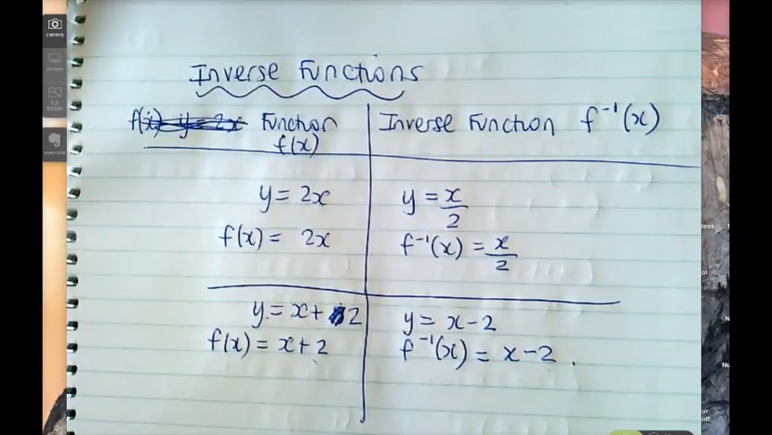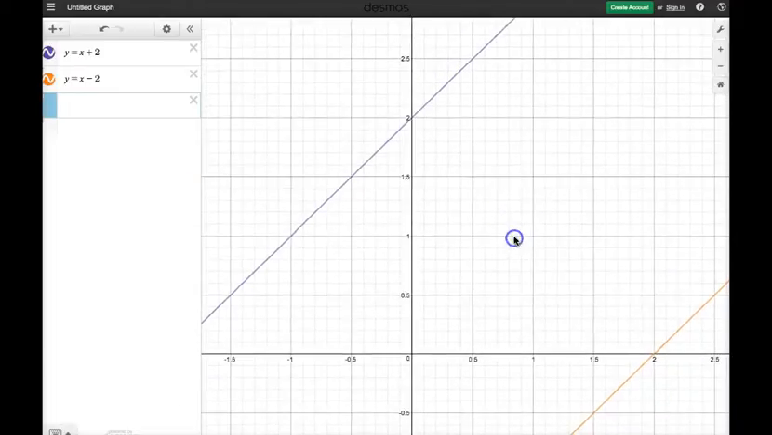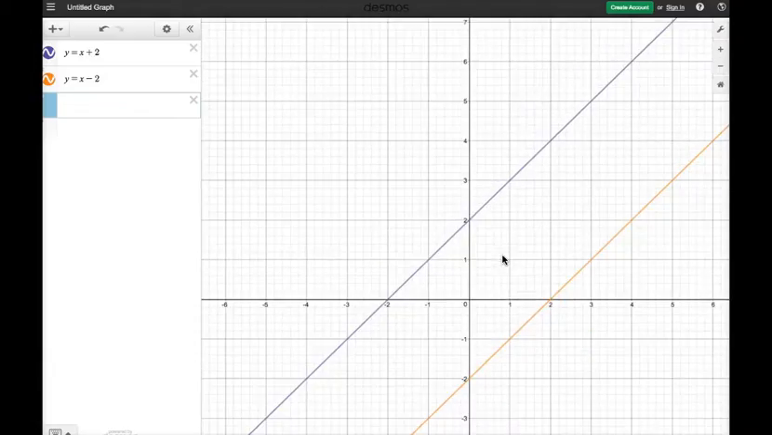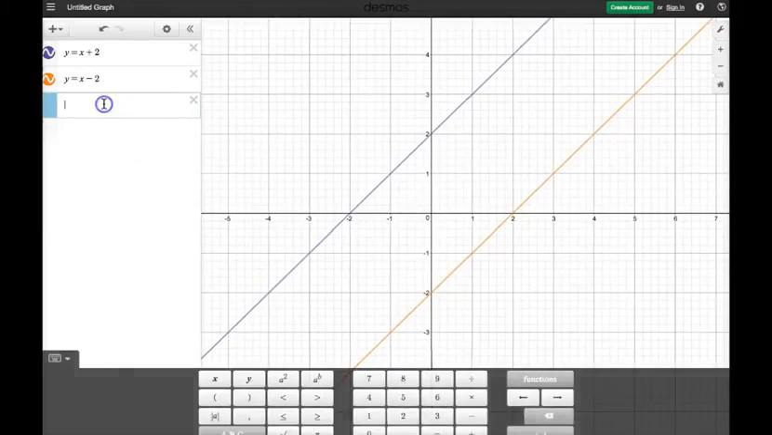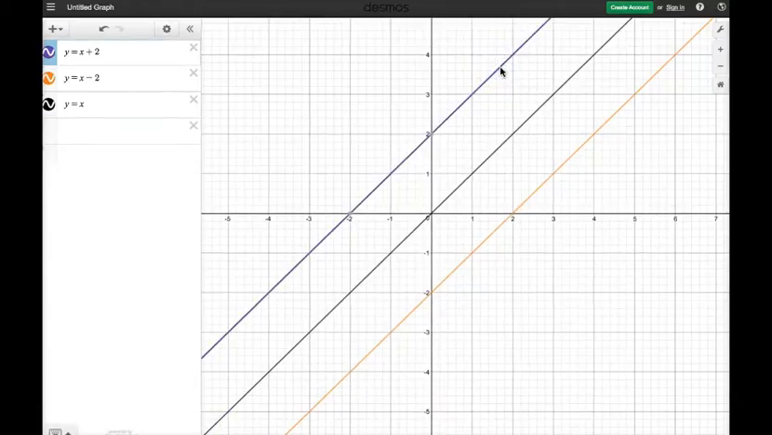I'm going to go to Desmos again. So we've got y equals x plus 2, y equals x minus 2. That one's not working. Y equals x minus 2. I'm hoping you can see it because it's in yellow. Okay. And I'm going to put the line y equals x in between them. There's y equals x plus 2, purple. There's y equals x minus 2, the inverse function, and I'm now sitting on y equals x. Can you see that one line is just the reflection of the other line in the line y equals x?